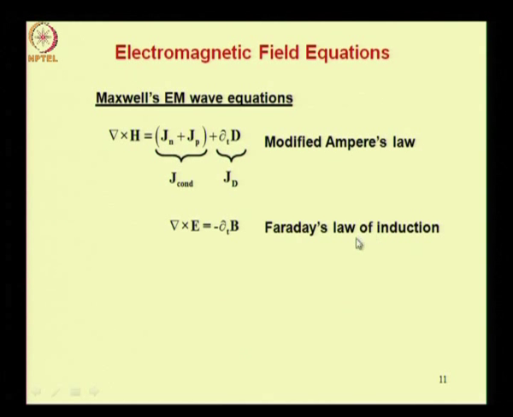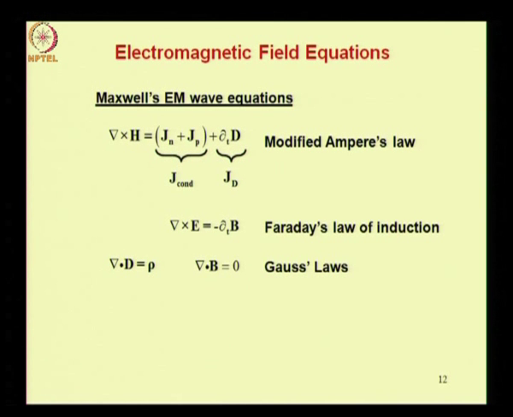Next is Faraday's law of induction, which relates the electric field caused by the changing magnetic field, changing as a function of time. Curl E is equal to minus dou B by dou T. The modified Ampere's law is curl H is equal to Jn plus Jp, which constitute the conduction current, plus dou D by dou T, which is the displacement current.